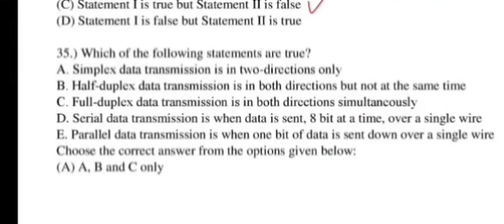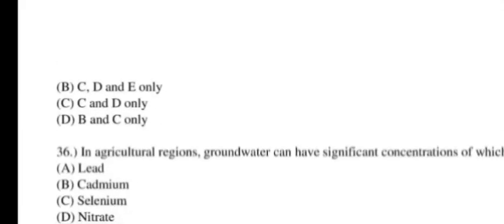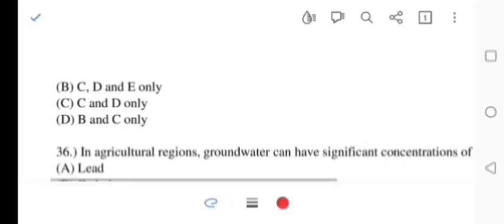Now choose the correct answer from the options given below: A, B, C; C, D, E; C, D, and B, C. Question number 35, the correct option will be D. That means B and C will be the correct answer. Now number 35 is done.